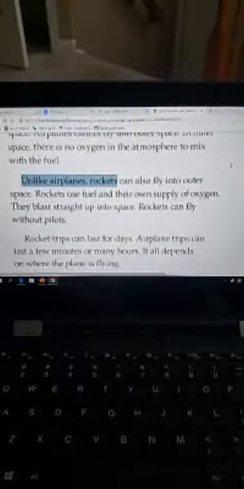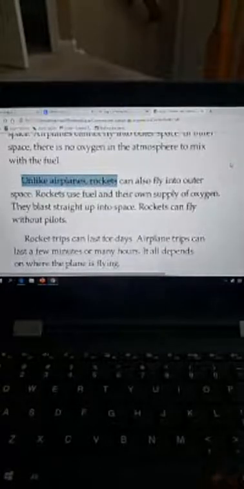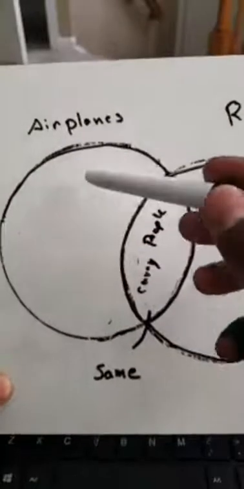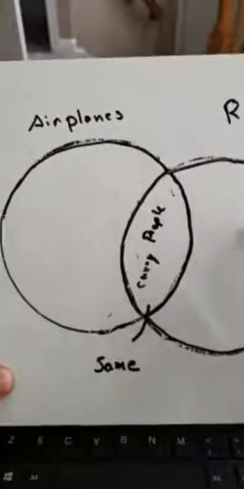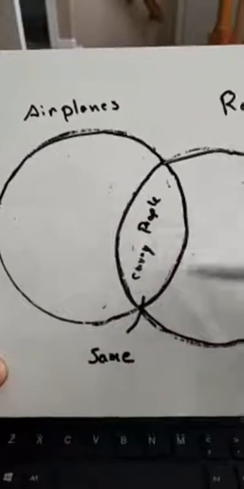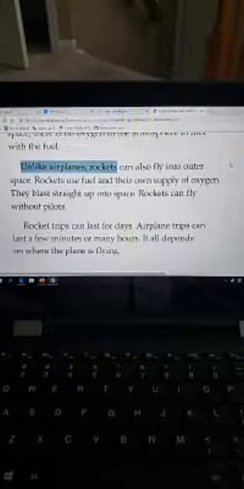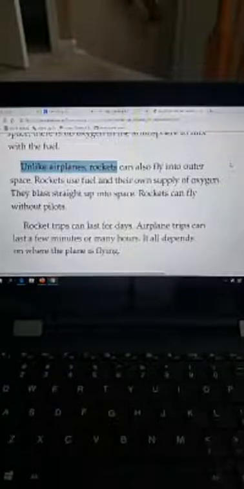So students, what you're going to be tasked to do is use your Venn diagram, go back to the text, and compare and contrast as much as you can from the text using your Venn diagram, airplanes and rockets. And in the middle of the double bubble is the information that is the same. I'll give a few minutes for students to complete their Venn diagram and they can send responses.